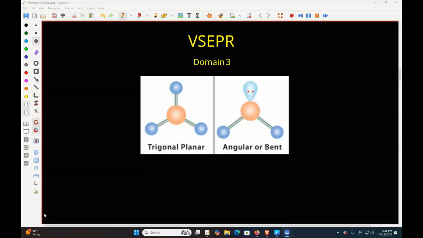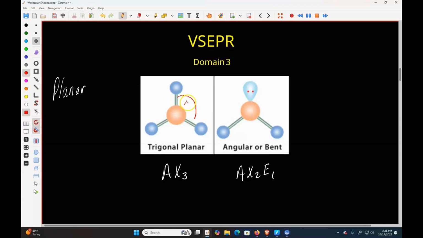Okay, on domain 3, I have an AX3 and I have an AX2E1. Okay, this is a planar molecule, and all the bond angles here are 120 degrees.